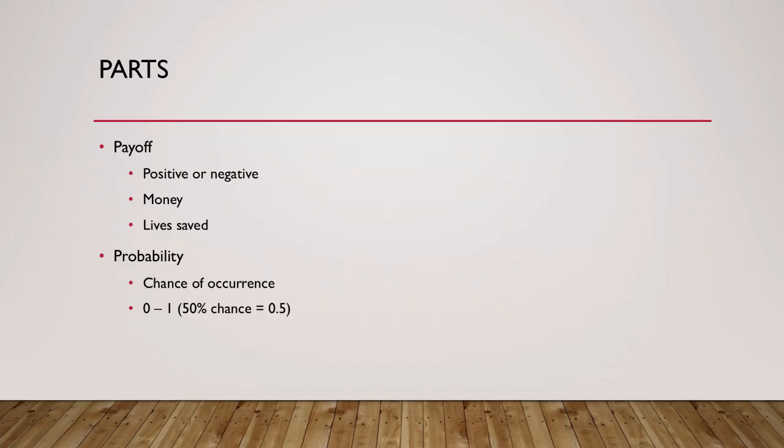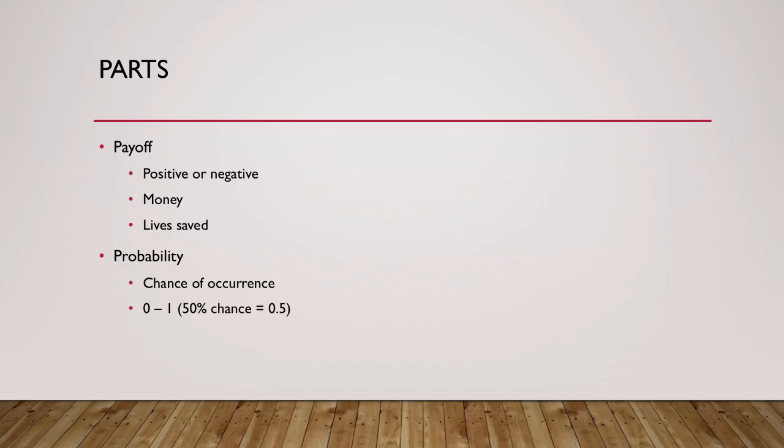The other one is going to be your probability, and that's the chance of that occurrence happening. Your probabilities we're going to express from 0 to 1, bounded by 0 on the low end and by 1 on the high end. So if we say there's a 50% chance of me going out to dinner tonight, well, that 50% chance equals 0.5.